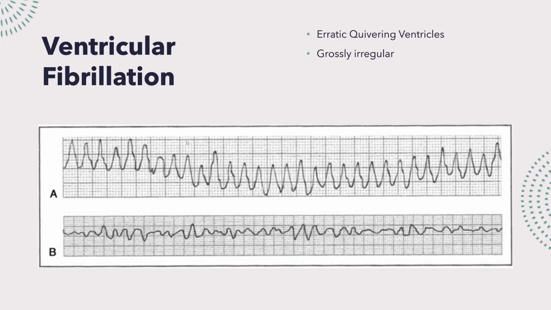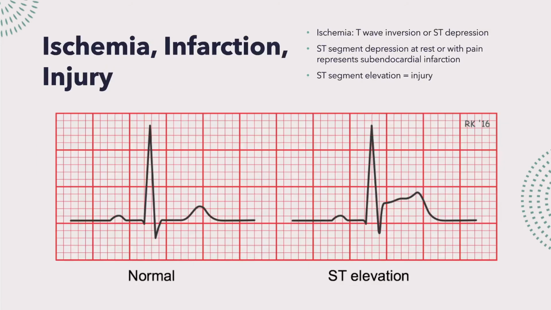Then you have ventricular fibrillation. It's just quivering, grossly irregular QRS complexes. This is as serious of a medical condition that can exist. This requires immediate defibrillation and injection of medication. This is like when you see a crash cart in a hospital coming to your room. This is what's going on.